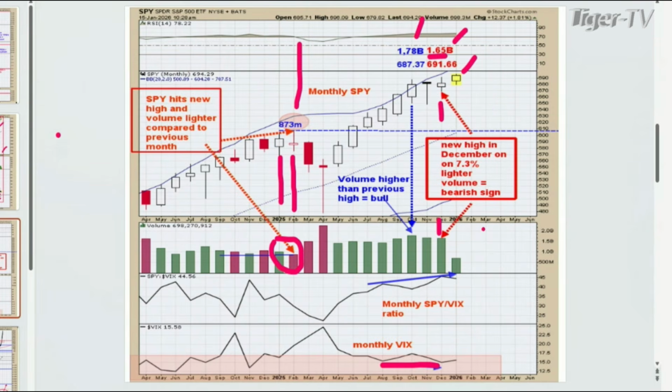Volume needs to pick up here. We're about 7 billion right now, so that needs to be over double before the month's out, and I think that probably could happen. So as far as the S&P is concerned, it looks pretty good.